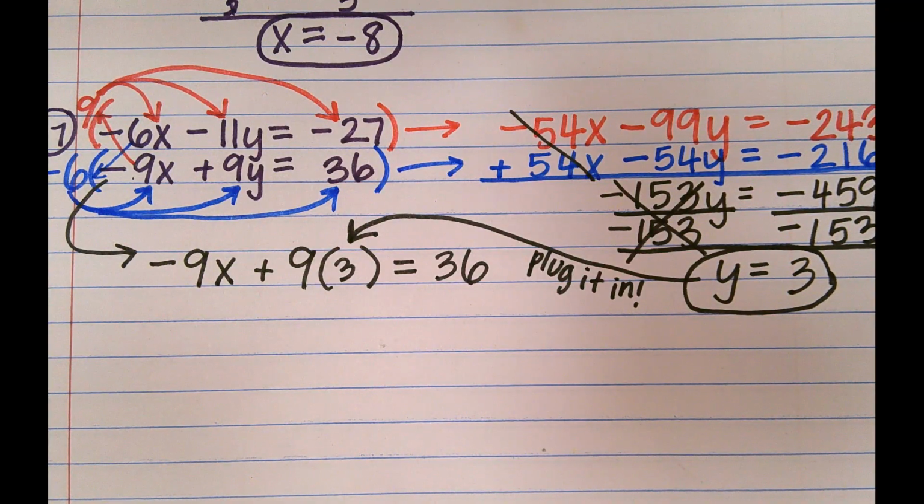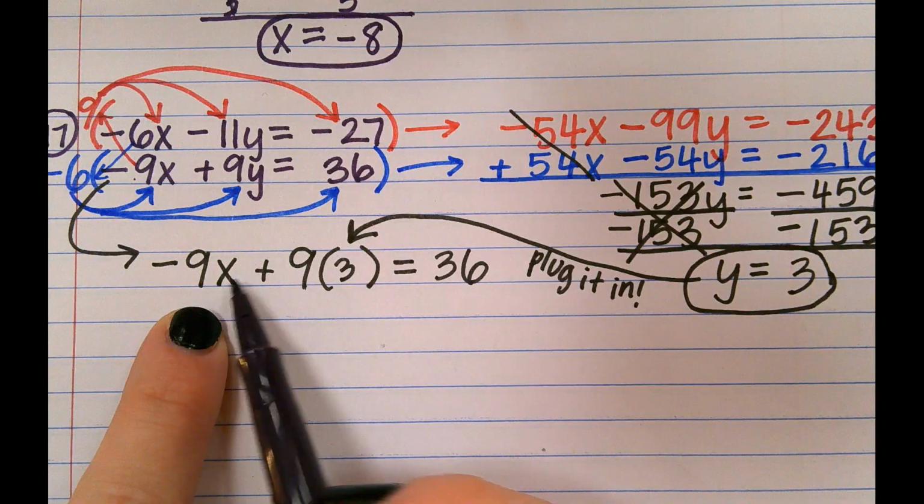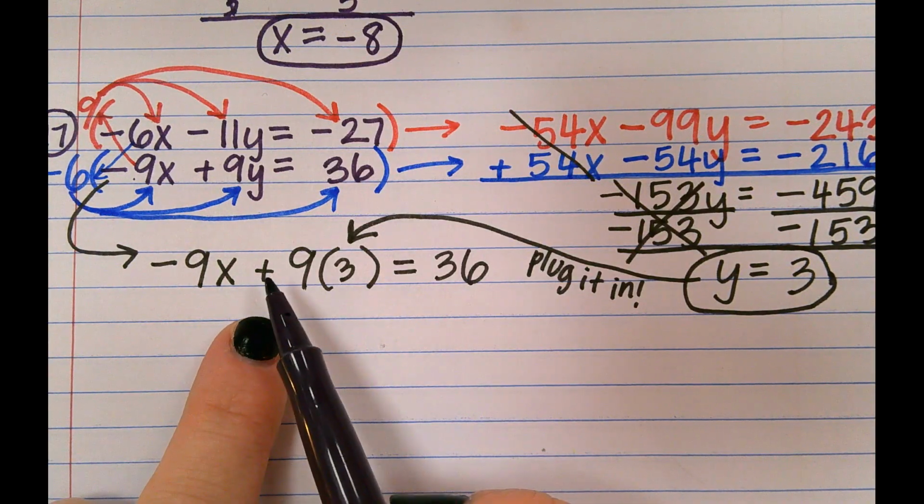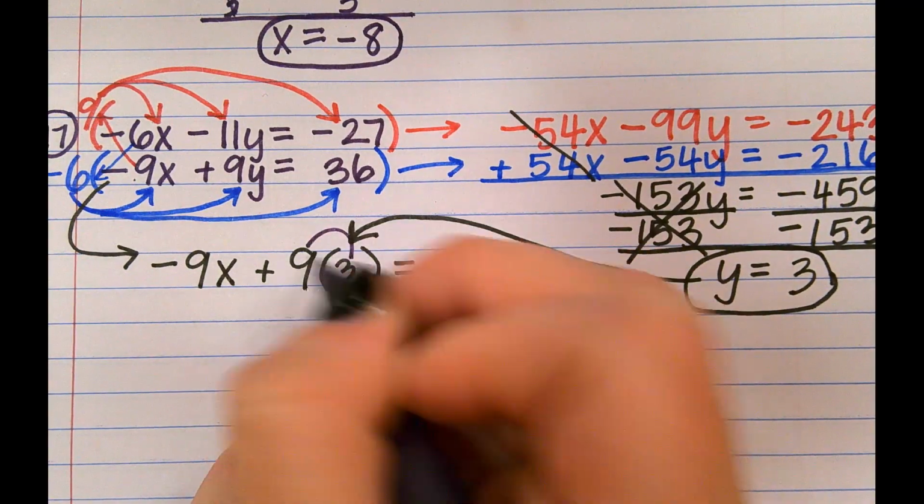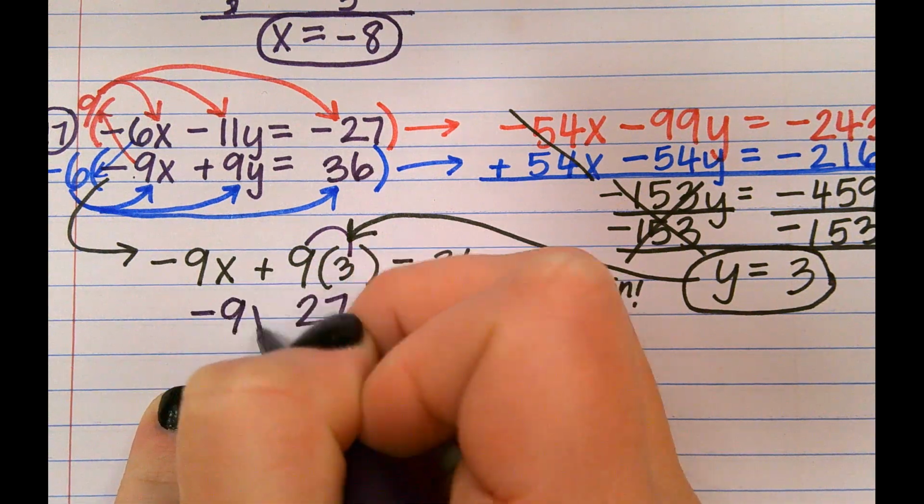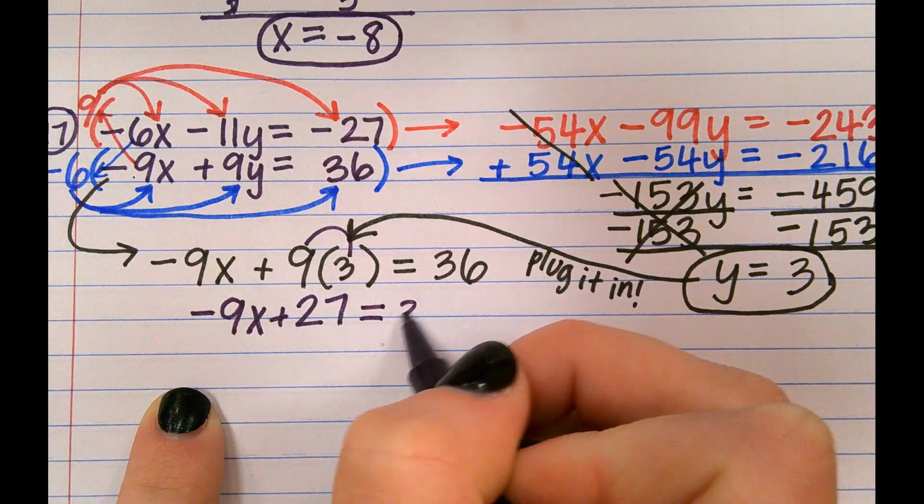Once we've got that all plugged in, somebody tell me where to go from here. Bring down that negative 9x. Round up. Okay, negative 9x plus 27. Yes, 27. Good. We did 9 times 3. We got 27. Then I'll bring down, just like you said, the negative 9x. And what else comes down? Equals 36. Perfect.